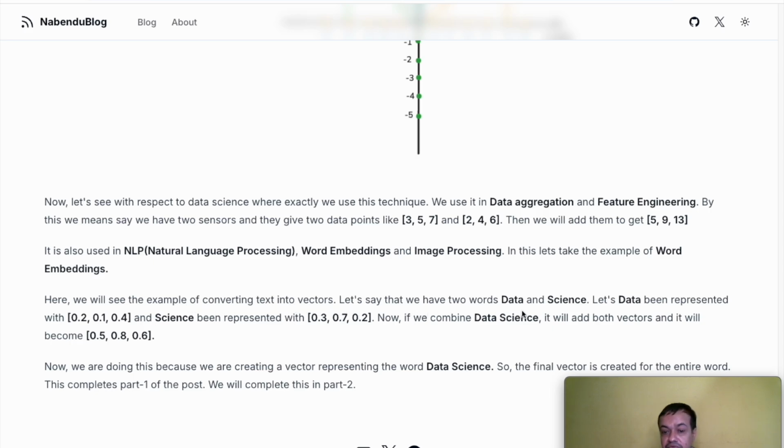Let's say that we have two words, data and science. Science is represented by this. If you want to combine them into data science, the vector, we will just add them and it will become like this. Okay, so this is what we have learned in part 1. We're going to see more data operations in part 2. Thank you.